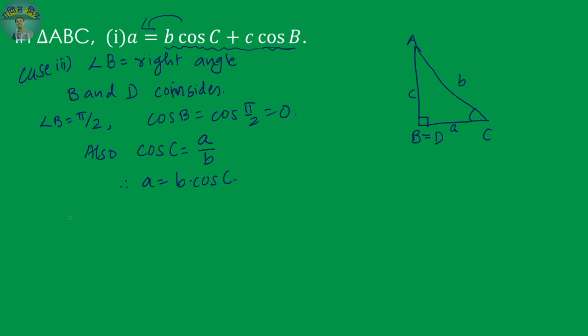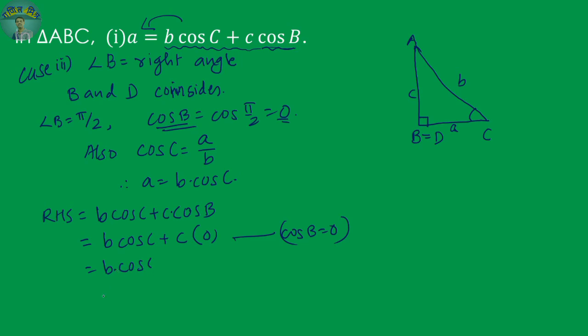Okay. Now consider the RHS. RHS is B cos C plus C cos B. This is equal to B cos C plus C into 0, because cos B is equal to 0. Therefore, this is equal to B cos C. But what is B cos C? B cos C is A, from equation 1. So this is equal to LHS. So in this third case, case number 3, we have proved that the right hand side, B cos C plus C cos B, is equal to A, and hence the proof.